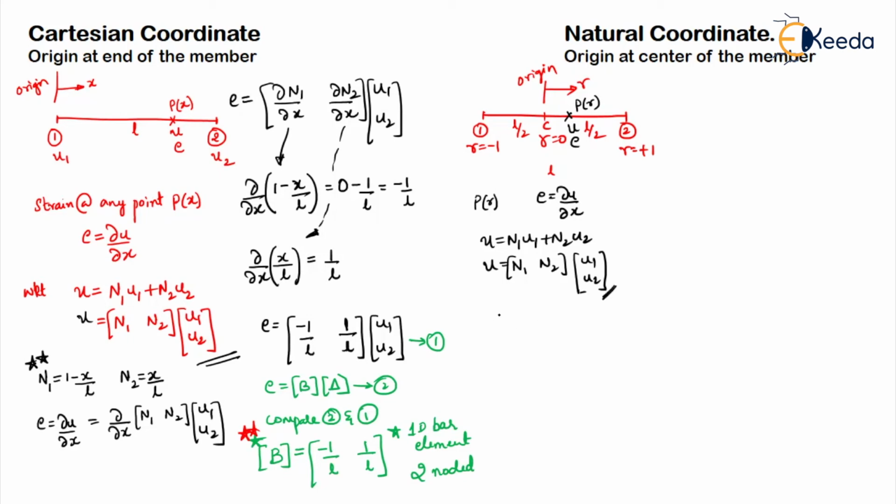Right now in Cartesian coordinate system, we know the values of N1 and N2. So what is your N1? If you remember, it is 1 minus R by 2, and N2 is 1 plus R by 2. Okay. So now what we have to do? We have to find the value of E. So E is dou U by dou X.